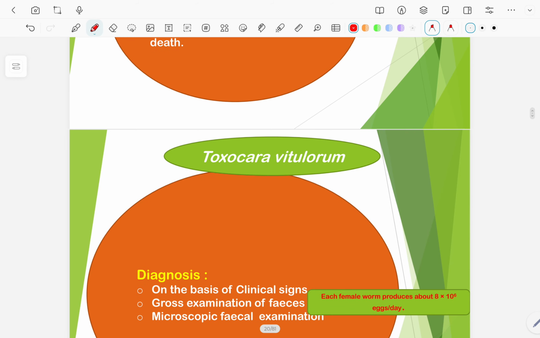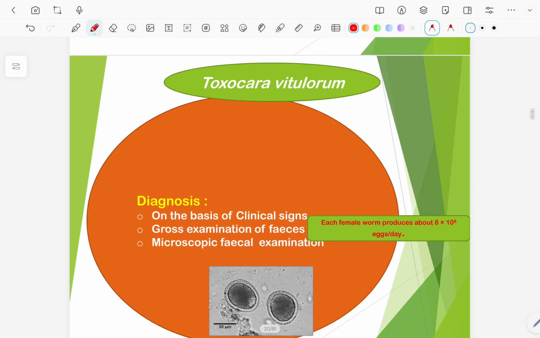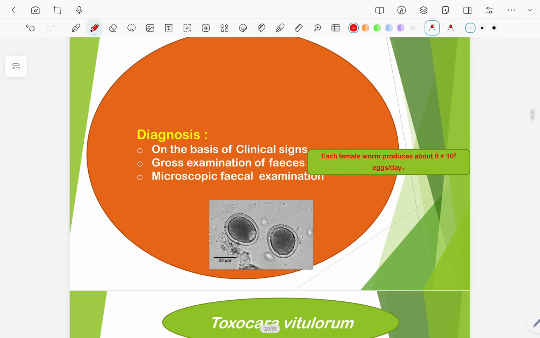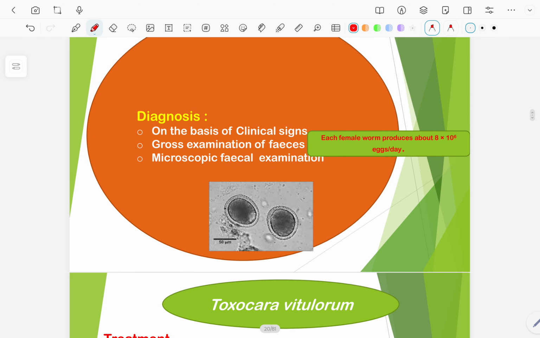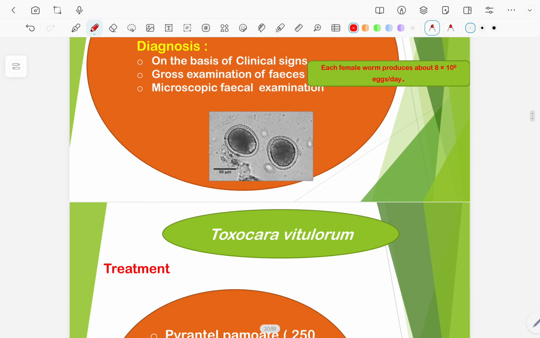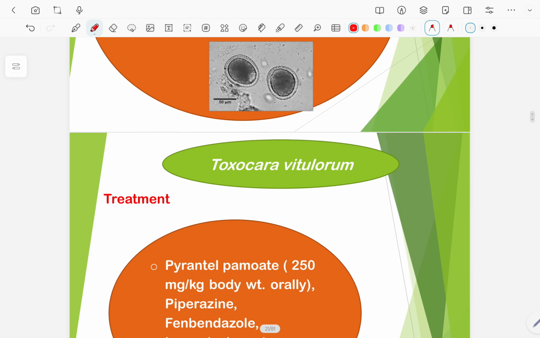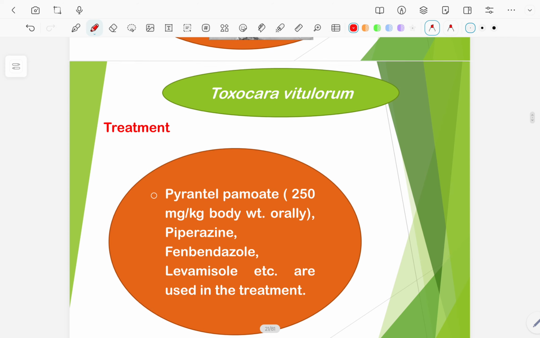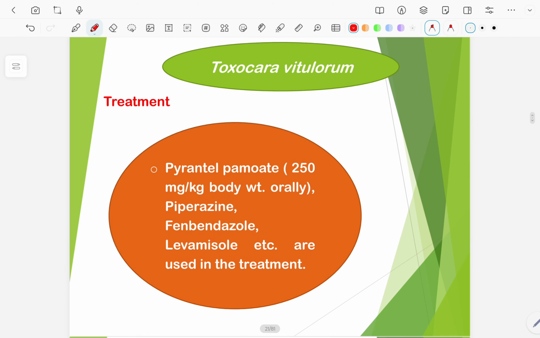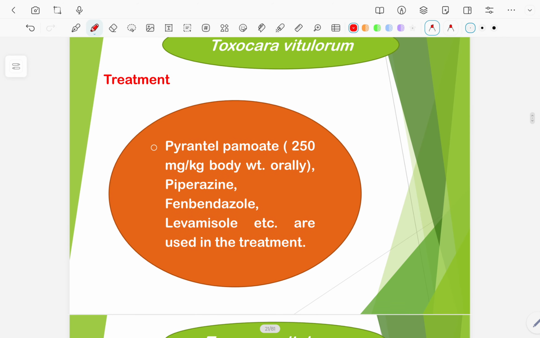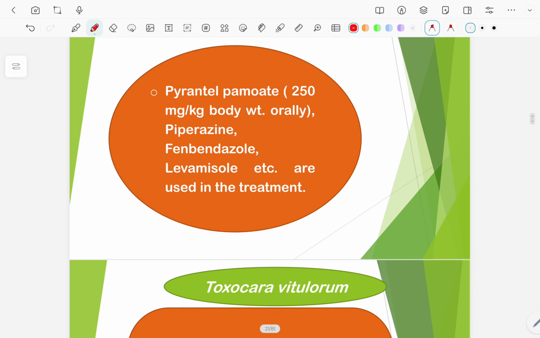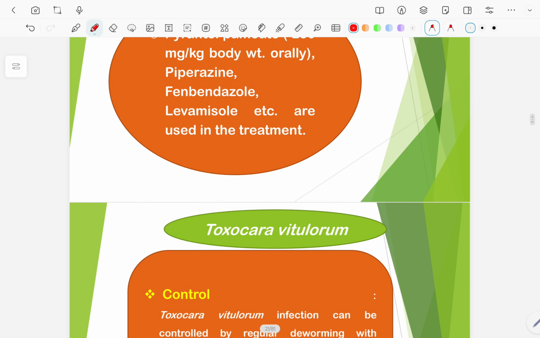Toxocara vitulorum diagnosis. On the basis of clinical signs, gross examination of feces, and microscopic fecal examination. Toxocara vitulorum treatment. Piperazine, fenbendazole, levamisole, etc. are used in the treatment.